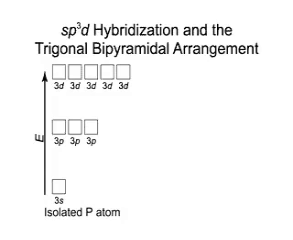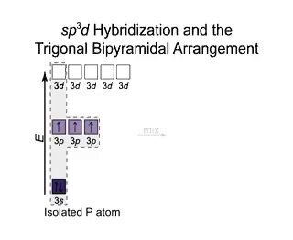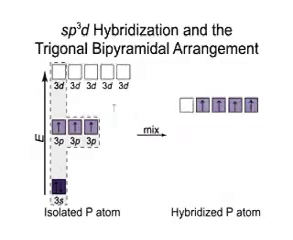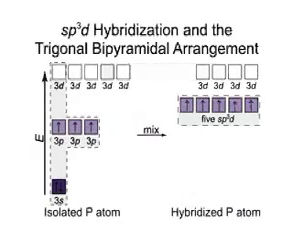Recall that in molecules with more than four atoms around the central atom, such as phosphorus pentachloride, the central atom utilizes d orbitals to expand its valence level. Hybridization accounts for the shapes of these molecules as well. In the ground state, phosphorus has a filled 3s orbital, three half-filled 3p's, and five empty 3d's. In PCl5, the 3s, all the 3p's, and one of the five 3d orbitals mix to form five half-filled sp3d hybrid orbitals. The other four 3d orbitals remain empty and unhybridized.